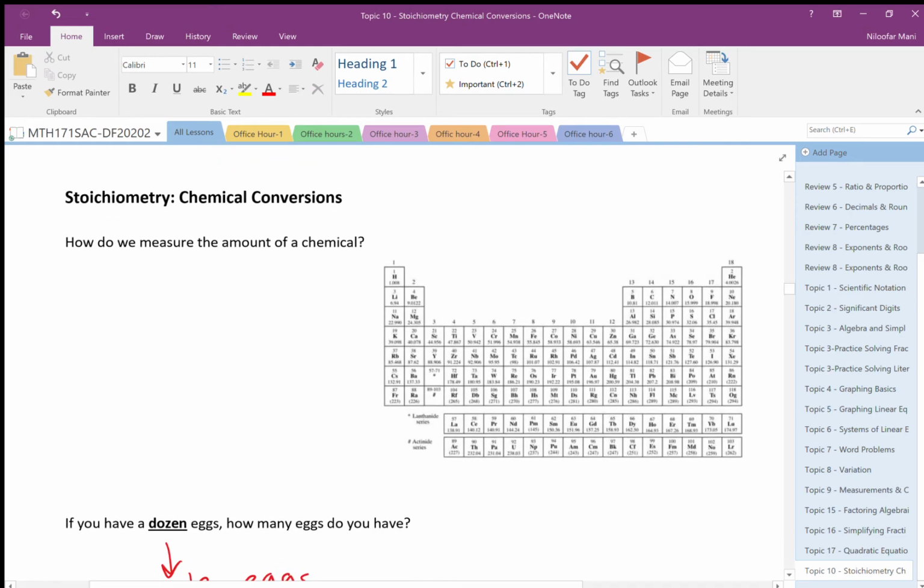So now we are going to continue on stoichiometry and chemical conversions. And again, I emphasize we work on just the math parts. So we work on conversions and those things that we can do with math.